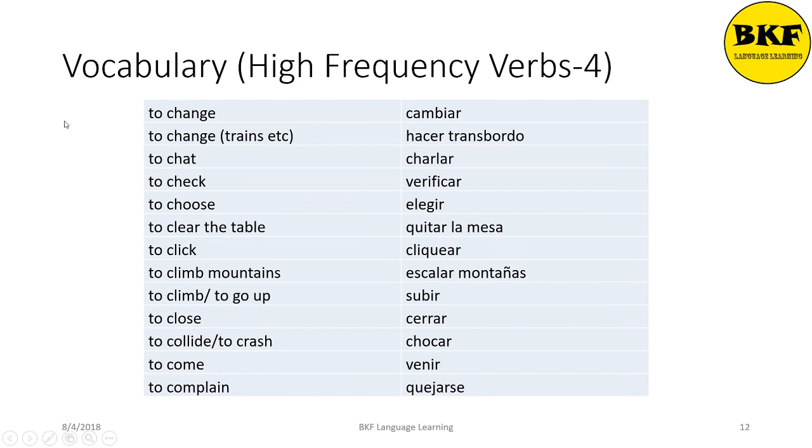Okay, now vocabulary on high frequency verbs part 4. To change is cambiar. To change, like trains, it will be hacer transbordo. To chat is charlar. To check is verificar. To choose is elegir. To clear the table is quitar la mesa. To click is cliquear. To climb mountains would be escalar montañas. To climb or to go up would be subir. To close is cerrar. To collide or to crash would be chocar. To come is venir, and to complain is quejarse.